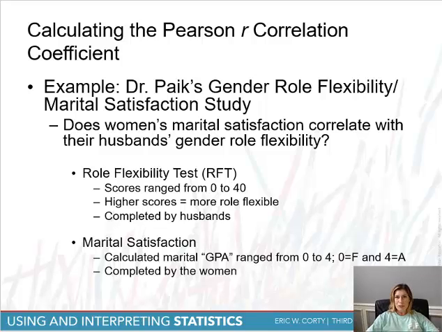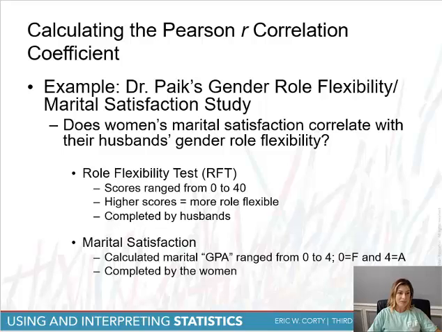Now this is kind of antiquated because we know that women and men are very flexible these days, at least more so flexible these days than they have been in the past. But anyway, you get the idea. So the question is, is there a relationship between marital satisfaction on the wife's part and the male's ability to be more flexible in their gender role?